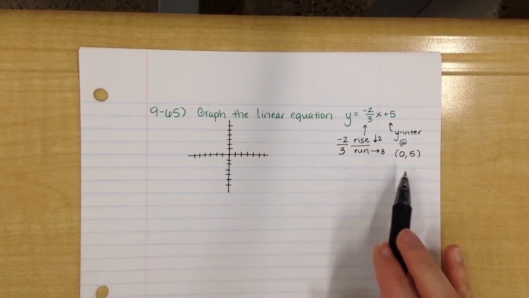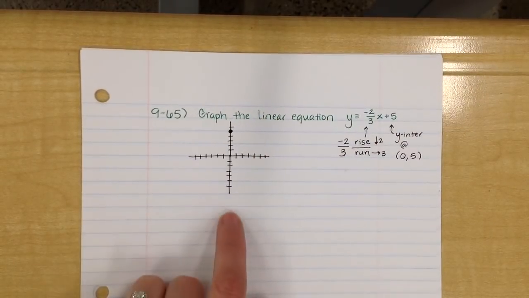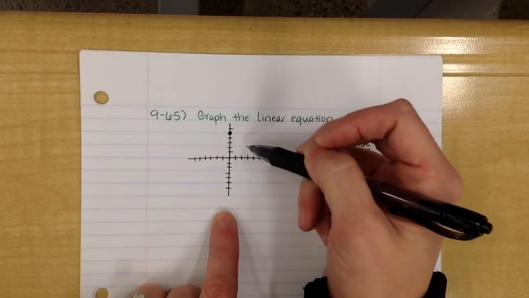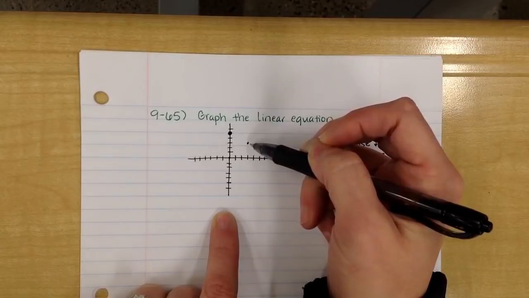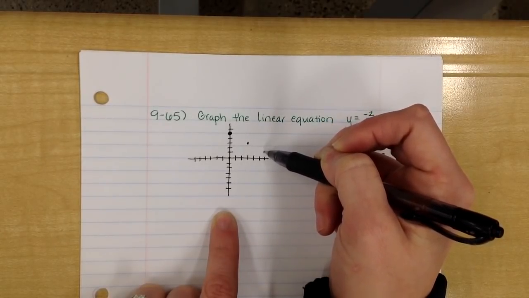We always start with our y-intercept, so I go up to the positive 5. Draw a dot up there, that's my y-intercept. I'm going to go down 2 and to the right 3, down 2 to the right 3, draw my key dot, down 2 to the right 3, and draw another key dot.